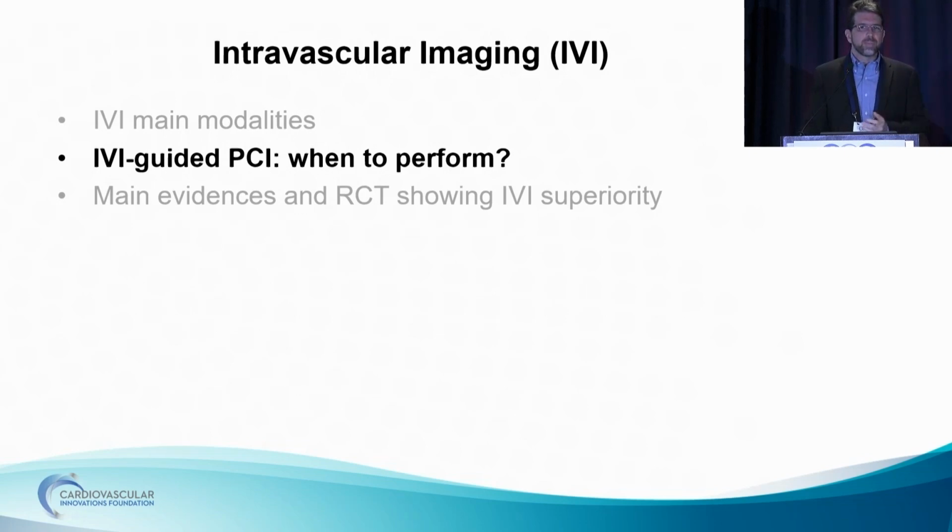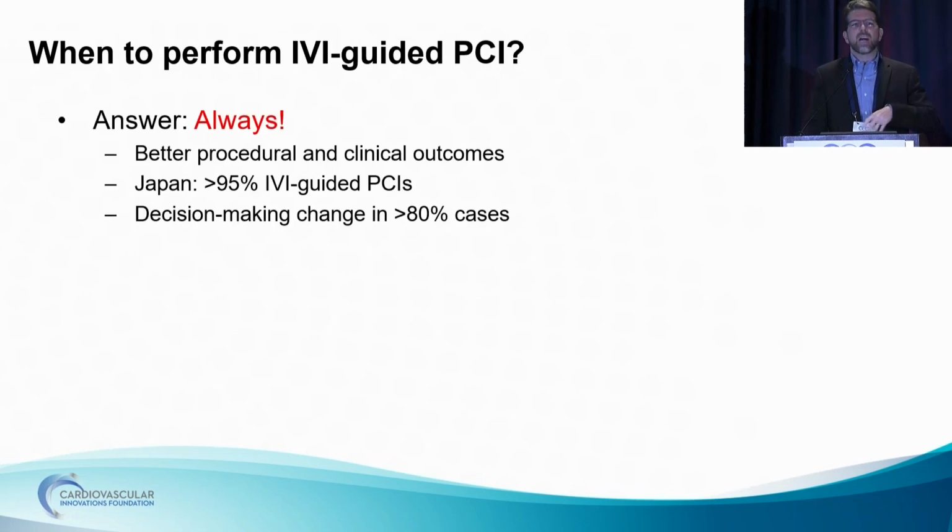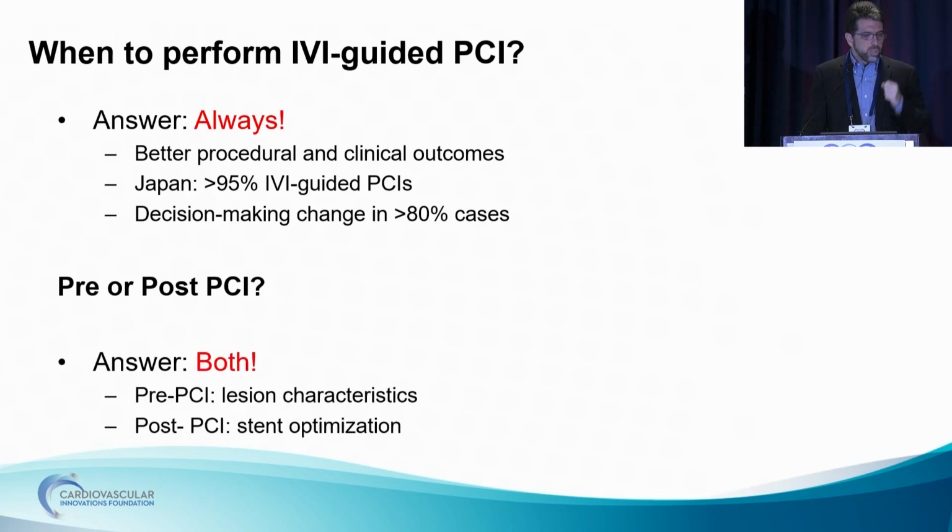So when to perform intravascular imaging? In my practice, almost 100% of the cases I use IVUS, I use intravascular imaging. And I think that the state of the art to do a proper PCI is to use imaging for all of our cases, right? You have better procedural outcomes, you have better clinical outcomes. Some places like Japan have over 95% of procedures using intravascular imaging, and the decision-making can be changed in over 80% of the cases, as we're going to show from some pivotal research from Dr. Kevin Croce here.